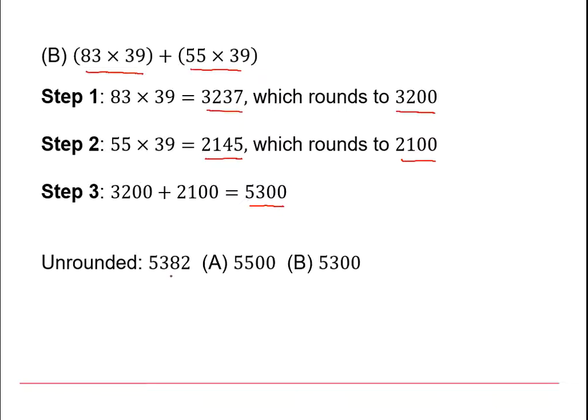So the true answer was 5382, and both methods have got an incorrect answer to two significant figures. So if we do insist on rounding the final answer to two significant figures, it should be 5,400.